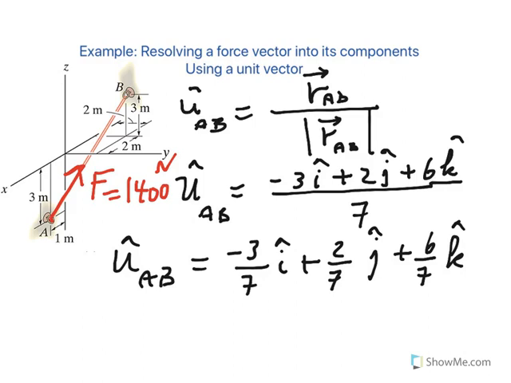So basically, anytime you want to describe a force in Cartesian form, IJK, all you have to do is say this force as a vector is equal to the magnitude of the force, which is the 1400 newtons, times the unit vector along the line of action of the force, which is UAB. Now let me move to the next page and we'll try to work it out.